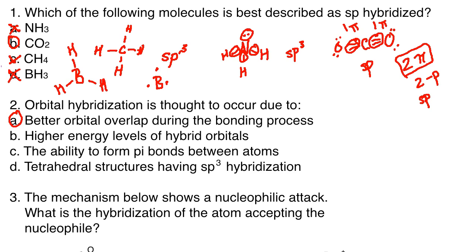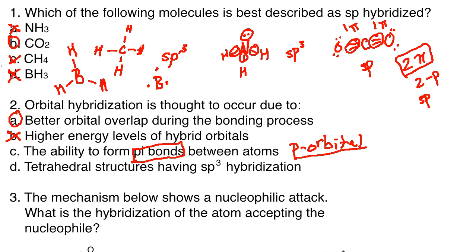The higher energy levels of hybrid orbitals, the orbitals are actually going to be lower in energy than those p orbitals. So hybridization will lower energy, and that's a beneficial process. But higher, that's not the case. The ability to form pi bonds between atoms. Well, again, you have to be careful what you're looking at here. If we're forming pi bonds between atoms, hybridization doesn't really play any role in that. It's the p orbitals that are responsible for any sort of pi electron activity when we're forming double and triple bonds.